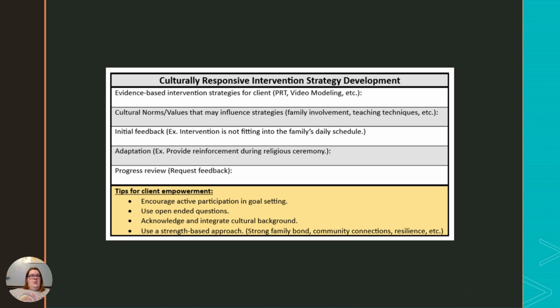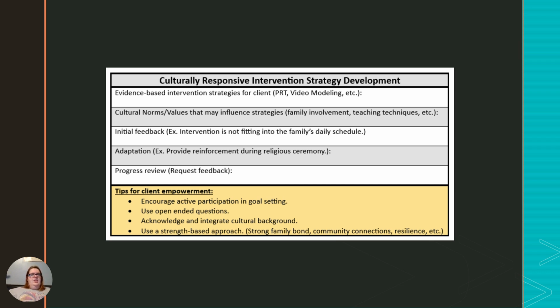We definitely always, always, always want feedback. If the intervention's not fitting into the family schedule, if the intervention is not appropriate or has become something that is more harmful than good, we definitely want feedback on that, and we want to use that to help us guide this intervention. Any type of adaptation can be worked along. We can provide reinforcement for anything like that. And again, progress review, request more feedback. Always get family input, get the client input, anything like that.